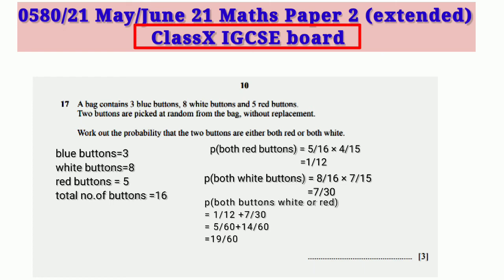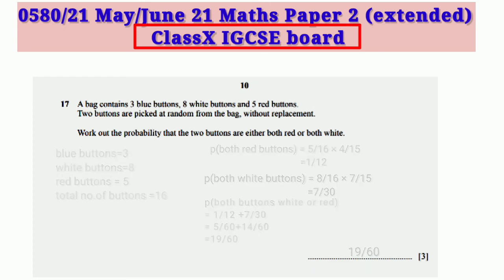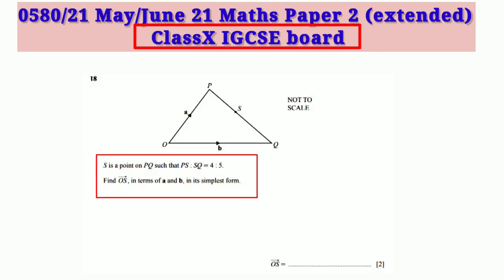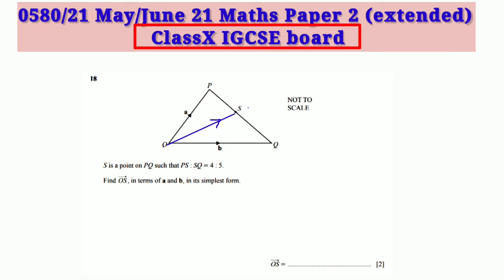We have 5 by 60 plus 14 by 60, which gives our probability as 19 by 60. Question 18. S is a point on PQ such that PS to SQ is equal to 4 to 5. Find OS in terms of a and b in its simplest form. Draw OS and mark its direction.